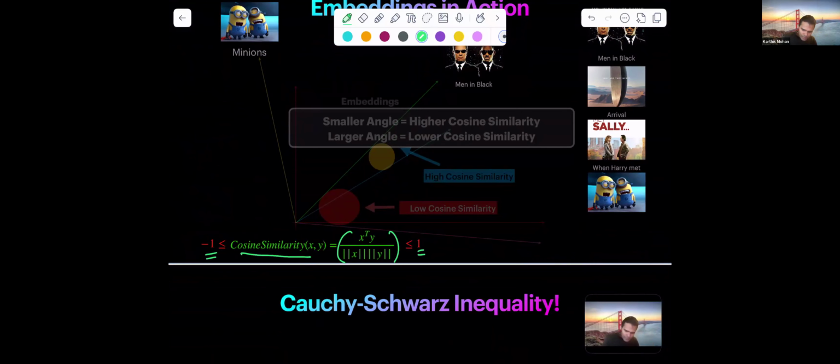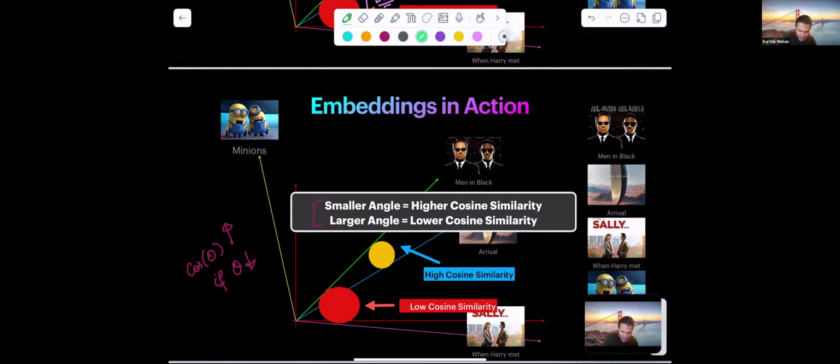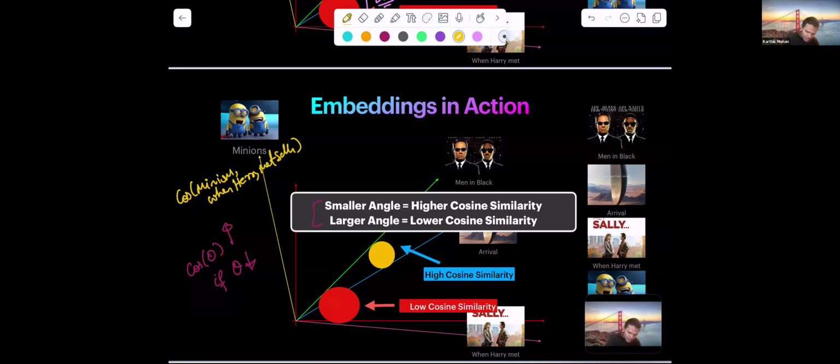So here's a quick question for you guys. Will the cosine similarity between Minions and When Harry Met Sally be positive or negative based on this graph? You can just put your answer in the chat. Is the cosine similarity between Minions and the movie When Harry Met Sally positive or negative?